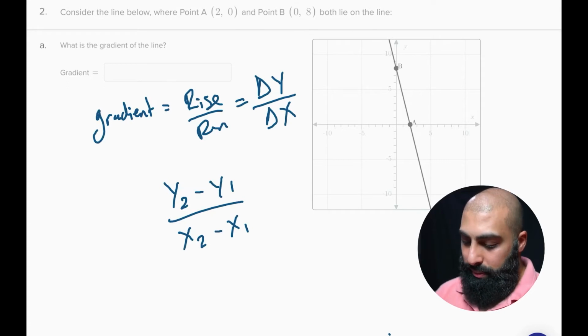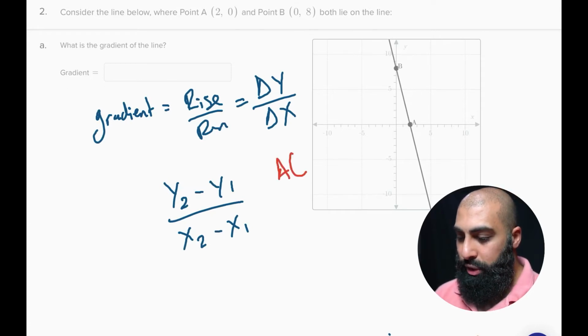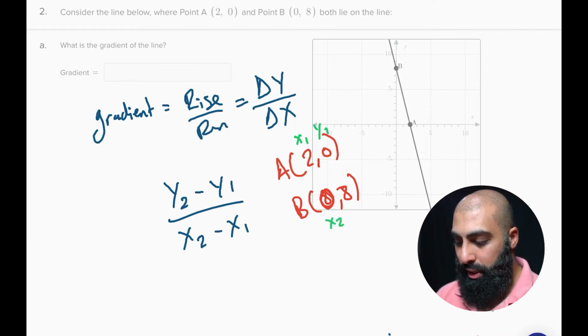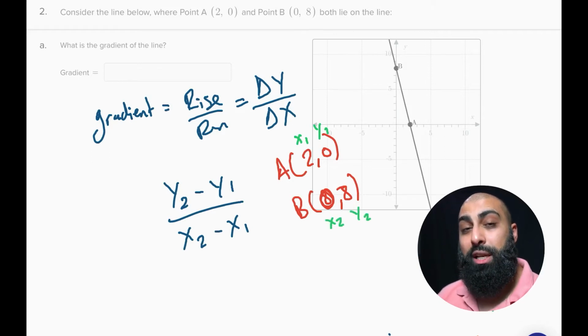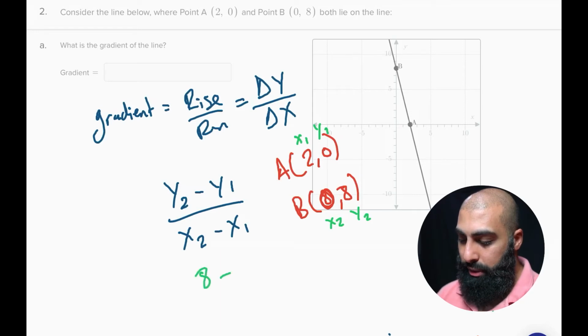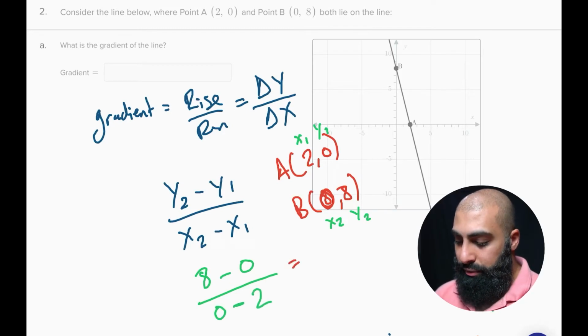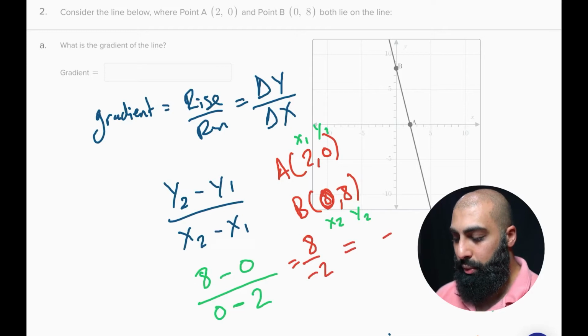So we've got our points. A is 2, 0 and B is 0, 8. First, let's label these: x1 and y1, and then x2 and y2. Substituting these values into the gradient formula, we've got 8 minus 0 divided by 0 minus 2, and that gives us 8 over minus 2. If you simplify that, you get minus 4.